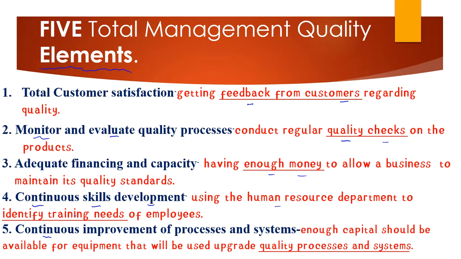Now, the last one, continuous improvement. This time we want to improve processes and systems. Remember in number 4, we were looking at skills and development. Now we're looking at processes and systems. And for this, we also need to have enough money because remember, processes and systems, they require equipment. So we will need equipment in order to upgrade our quality processes and systems.